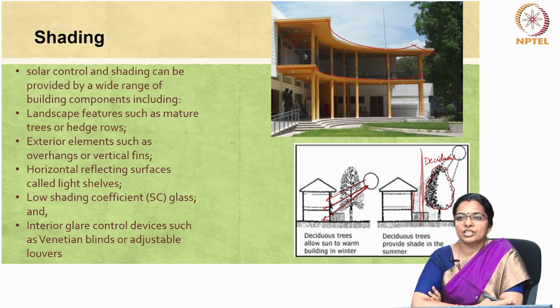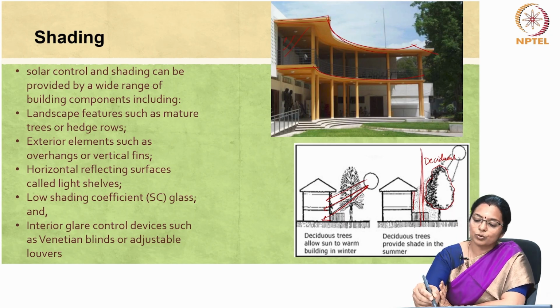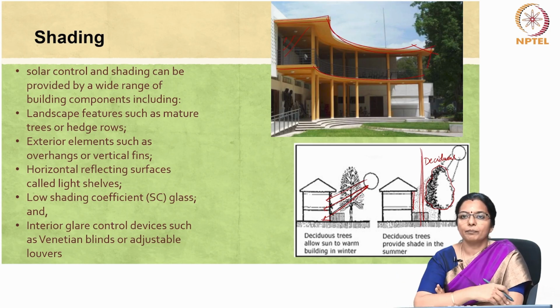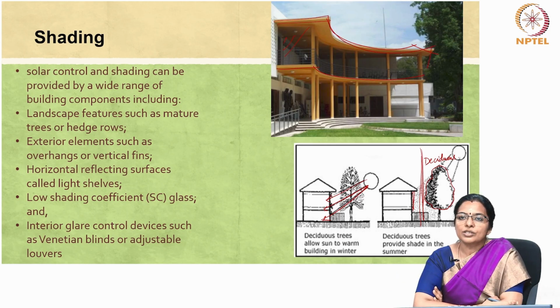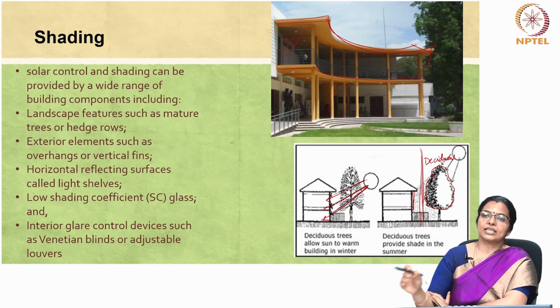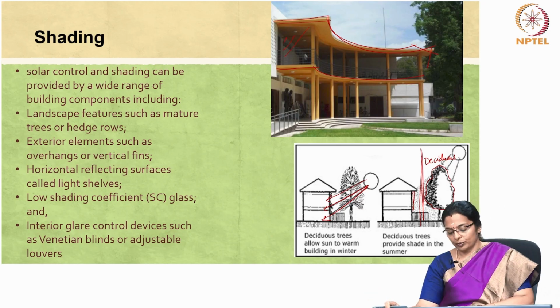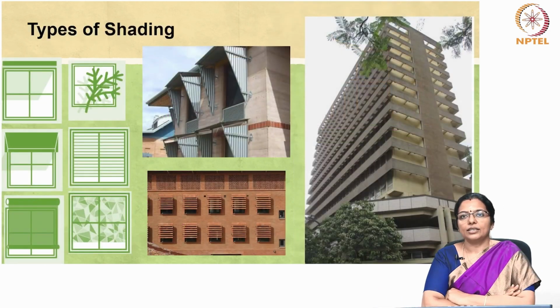Exterior elements such as overhangs or vertical fins can be used, as is shown in this picture. The horizontal reflecting surfaces, called light shelves, can also be used. Low shading coefficient glass and interior glare control devices such as Venetian blinds or adjustable louvers can also be used. Let us now look at the types of shading.